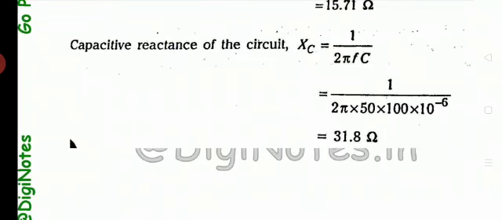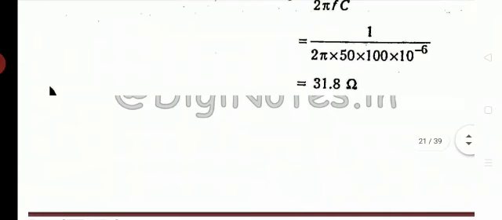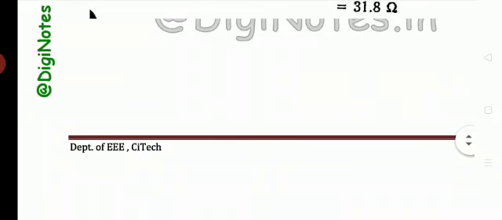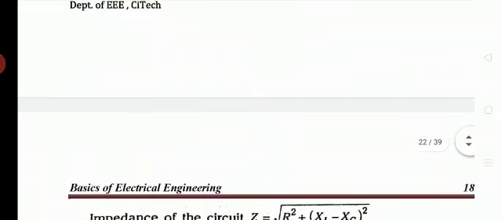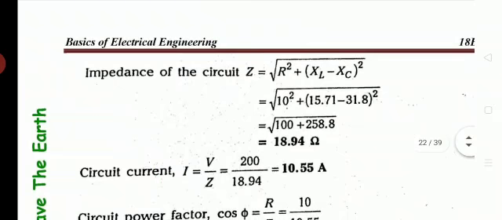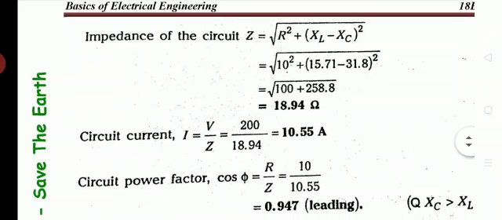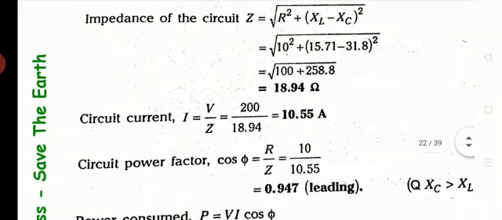Then the capacitive reactance, XC equal to 1 divided by 2 pi f into C, that is 1 divided by omega C. Substitute the value, capacitance given is 100 microfarad. You get the answer as 31.8 ohm. XC also we have calculated. Just directly substitute into the equation: Z equal to square root of R square plus (XL minus XC) whole square. Substitute the values there. You check with the calculator, you get 18.94 ohm.